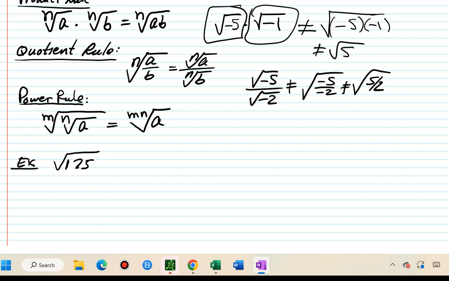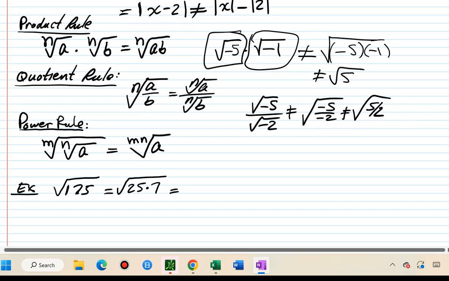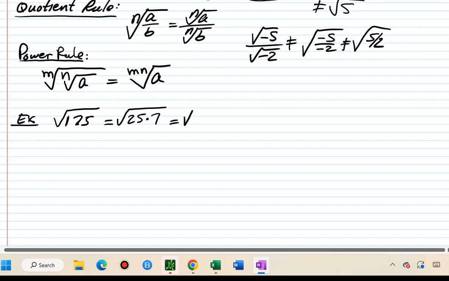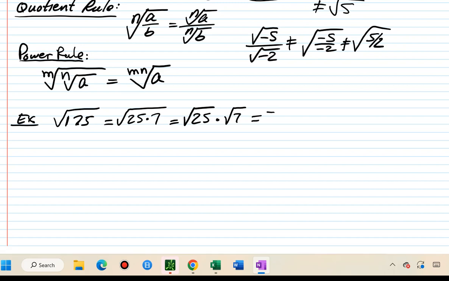Now, in this case, what we need to do is simplify this. And the way to simplify is to use the multiplication rule of radicals. I can break 175 as the product of 25 times 7, and then use the product rule here to break the radical into the product of two radicals: root 25 times root 7. The square root of 25, of course, is 5, and 7 stays in the radicand. So that would be the answer to this one.